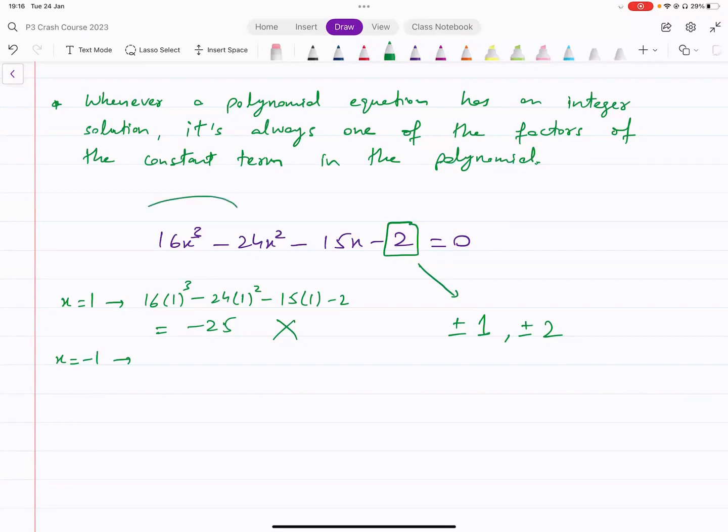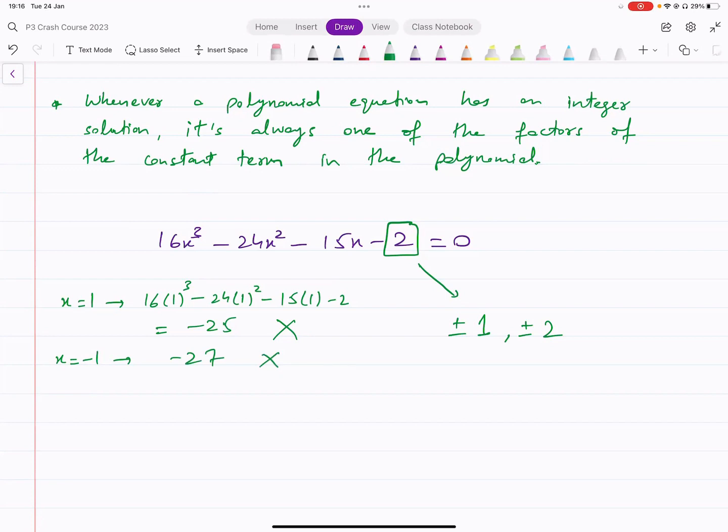If you input minus 1 in this, does it turn out to be minus 27? Can somebody do this quickly? Yes sir, minus 27 is coming. Okay, so this is minus 27. So this also does not satisfy, doesn't work.